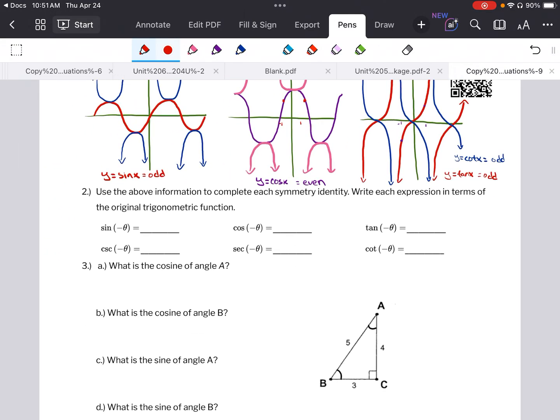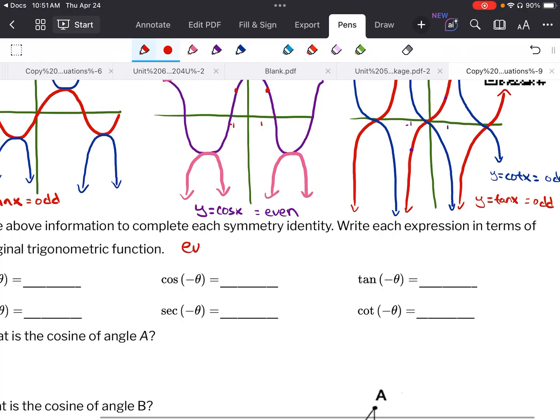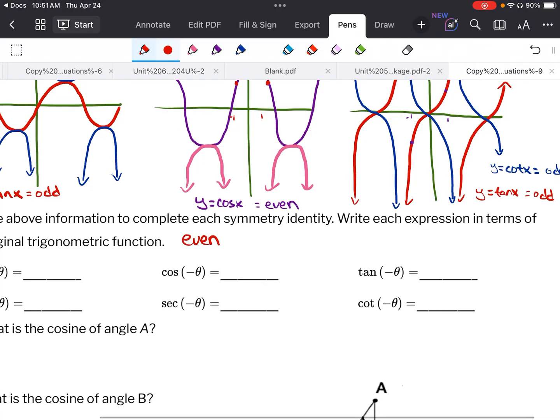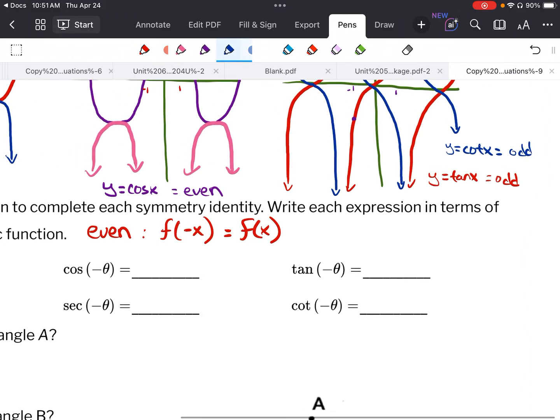Okay, great. Use the above information to complete each symmetry identity. Write each expression in terms of the original trig function. So we need to remember here that for even symmetry functions, if we make the x negative, it won't matter. We'll still get the same answer as the original function. And for odd, if we make x negative compared to the original function, we will get the opposite.